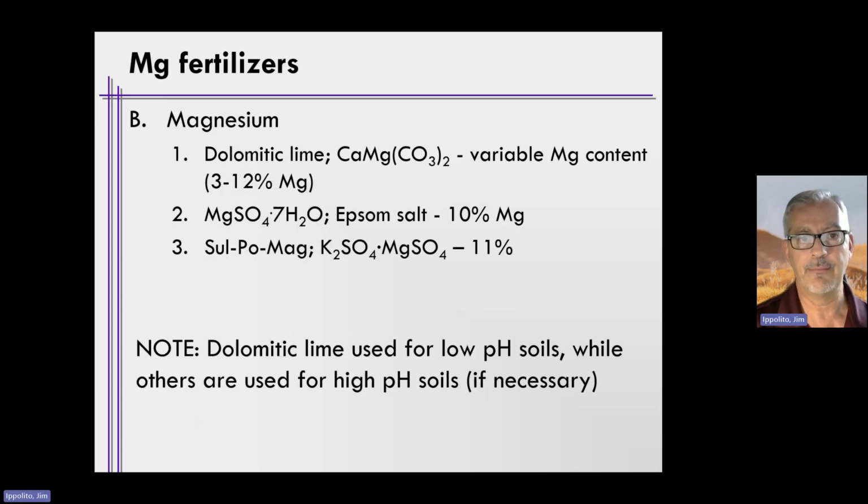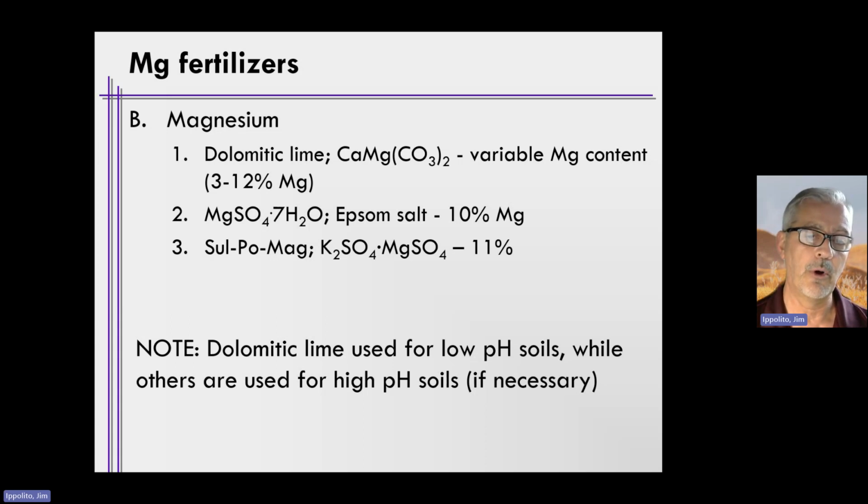What about magnesium fertilizers? Magnesium fertilizers are primarily comprised of three different types of fertilizers. Dolomitic limestone, so liming materials that contain calcium and magnesium. So calcium magnesium carbonate. The content of magnesium varies somewhere between 3 and 12%, and that's based on impurities in the source of dolomite. You can add magnesium sulfate or Epsom salt, or you could add sulpomag.